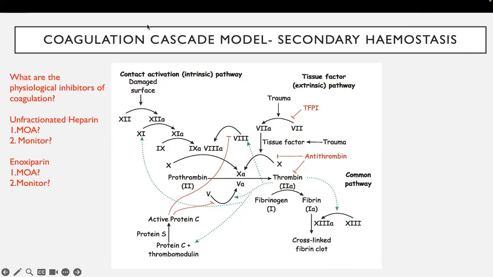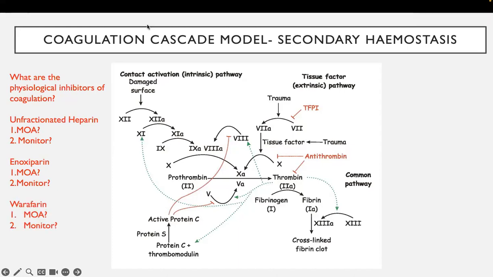So clexane will also potentiate the effect of antithrombin 3. However, because the drug itself is quite short, it will only inhibit activated factor 10. So that's the difference, okay? This one potentiates antithrombin 3 by inhibiting activated factor 10 only. And how we monitor it is an anti-10A assay, but this monitoring is very expensive. I've never actually seen it.